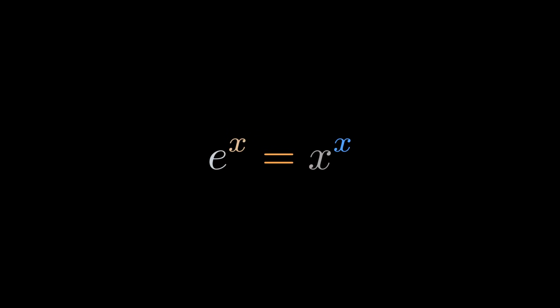Here's a deceptively simple-looking equation. e to the x equals x to the x. What makes this interesting is that x shows up in two very different roles, as a base on the right and as an exponent on both sides. At first glance, you might think this is impossible to solve algebraically, but there's actually an elegant path forward.